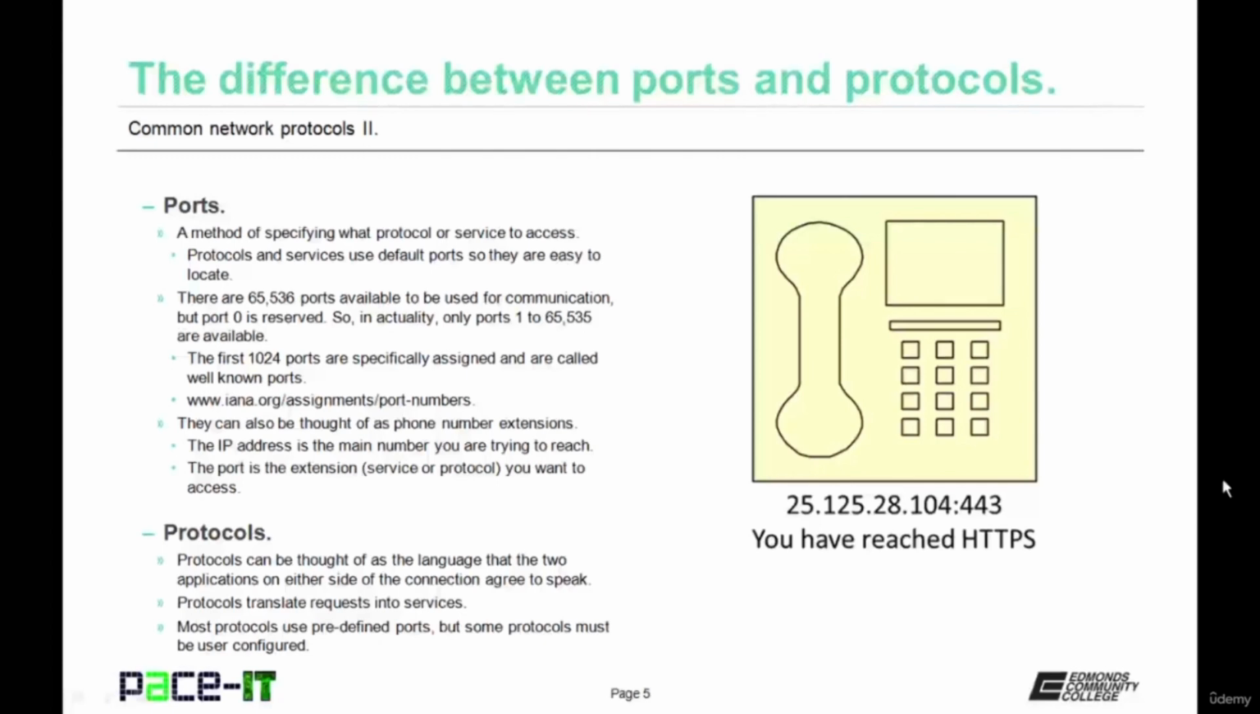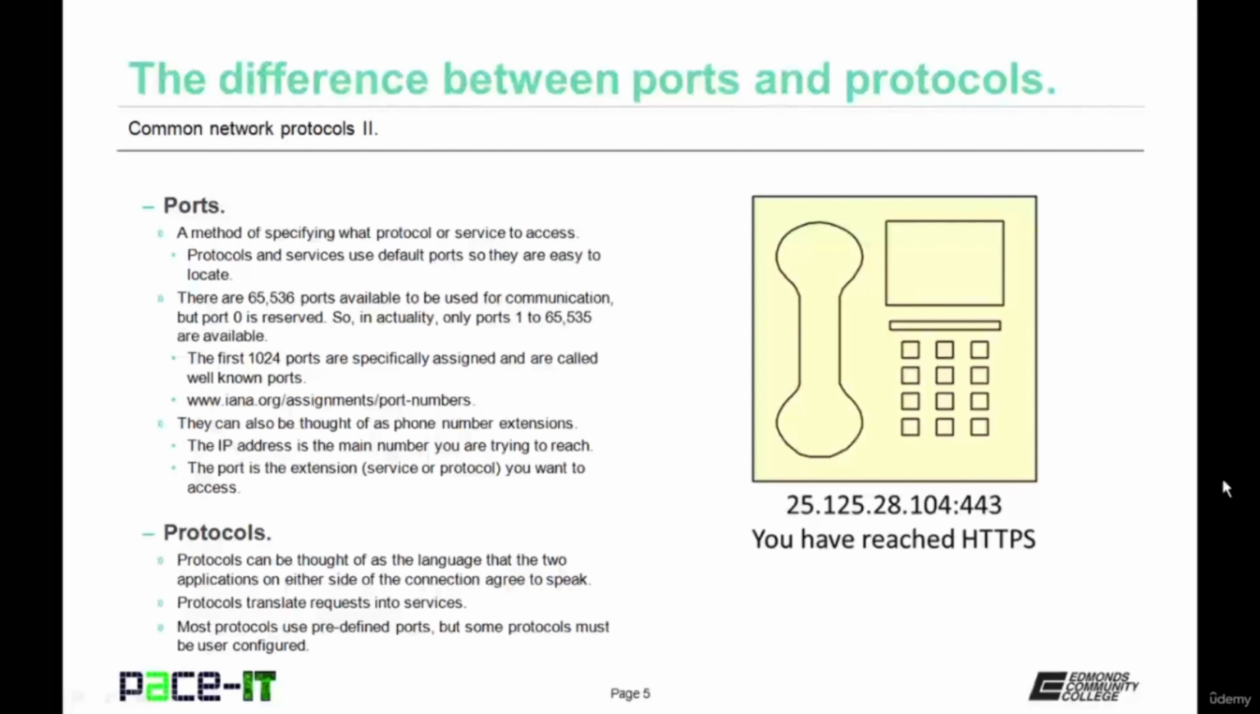There are 65,536 ports available to be used for communication. But port 0 is a reserved port. So in actuality, only ports 1 through 65,535 are available to be used. The first 1,024 ports are specifically assigned and are called well-known ports.